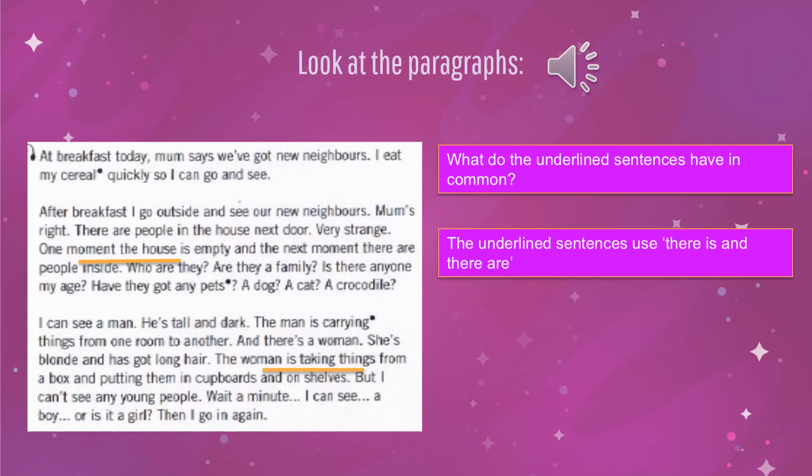The first one says, there are people in the house next door. And the second sentence says, and there's a woman. What do they have in common? The underlined sentences use there is and there are. What are these expressions? Let's see in the next slide.